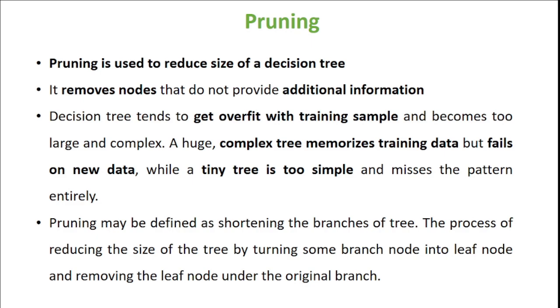In other words, while a tiny tree is very simple and it misses the pattern entirely, our expected accuracy may be 90 percentage, but it may provide only 70 percentage, so it leads to underfitting. So pruning may be defined as shortening the branches of a tree: the process of reducing the size of the tree by turning some branches into leaf nodes and removing the leaf nodes under the original branch.